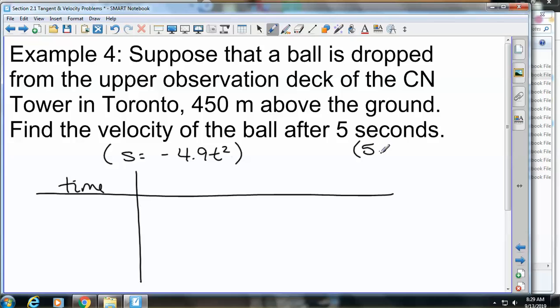So if I were to plug that t in, I would have negative 4.9 times 5 squared. We get negative 122.5. So that is the point. We are going to find the slope between all of these and that point. That is our fixed point.